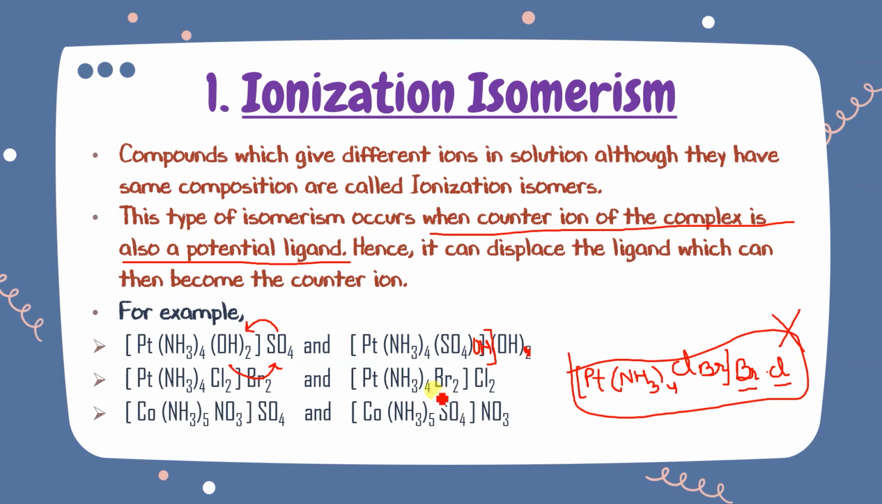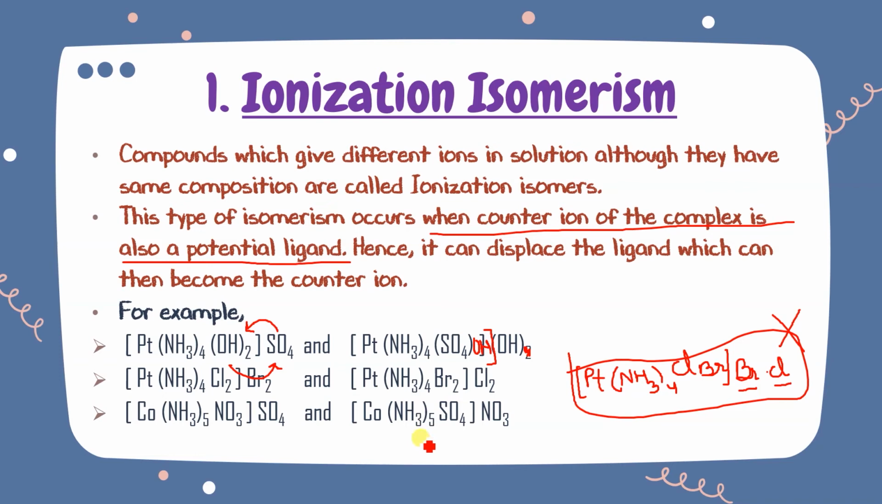In the next case, again, what exchange? NH3 with the NH3 we cannot exchange because it is a neutral ligand. So NO3 is having -1, nitrito. So one NO3 will go outside and SO4 will come inside. So that can be done.